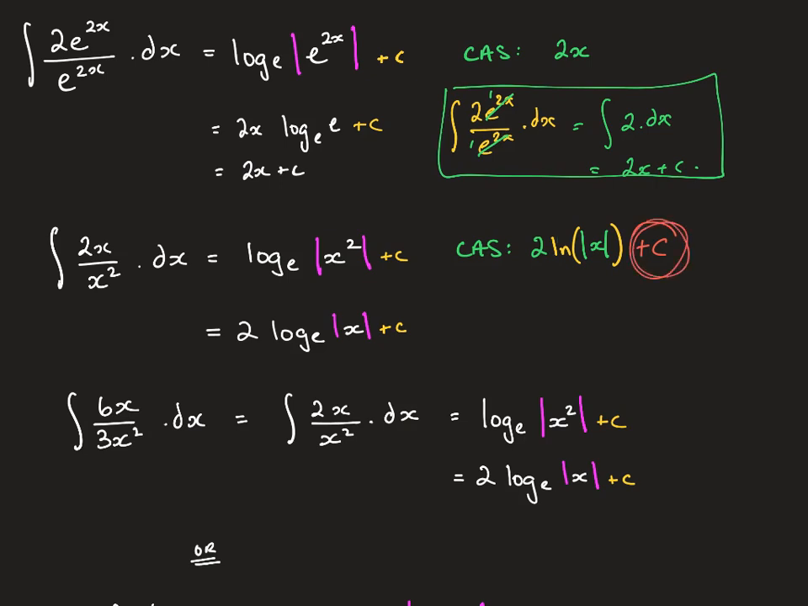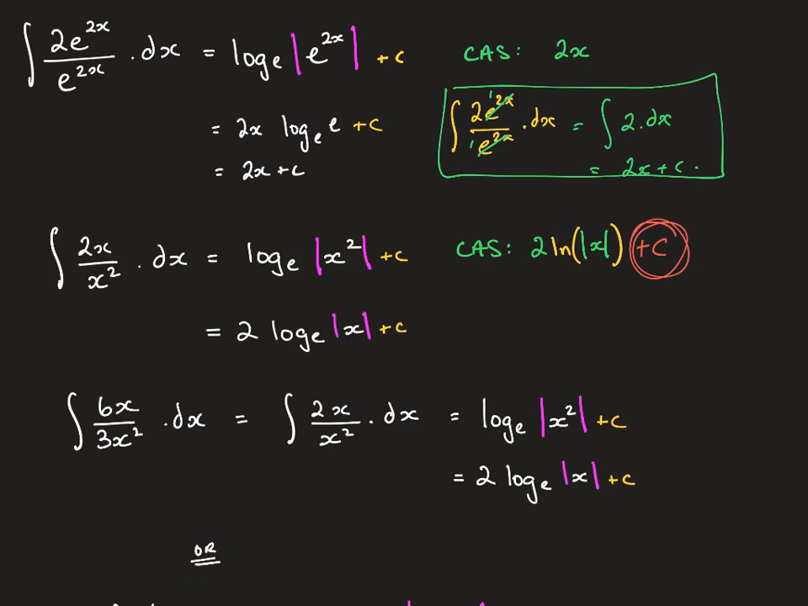Same one here for this one. If we do it without doing any cancelling down, this is the derivative of this particular function. Okay, and so that would give us log of the function. If we did do some cancelling down, so I cancelled down the 6 and the 3 to give me 2x on x squared, and I could even cancel down the x's. We'll talk about that in just a minute. But we've still got derivative over function, log of the function, same answer.